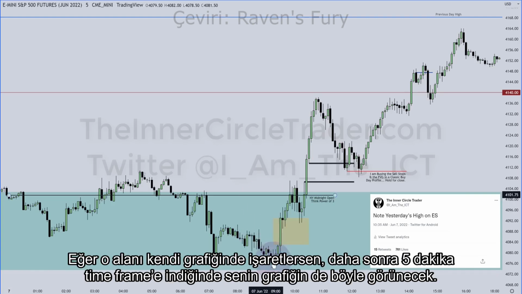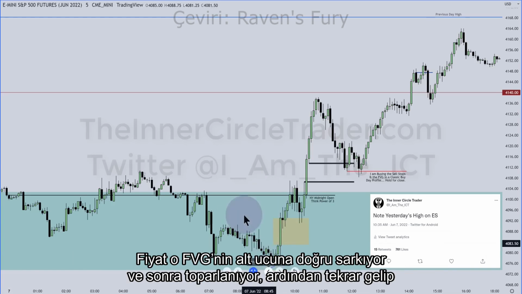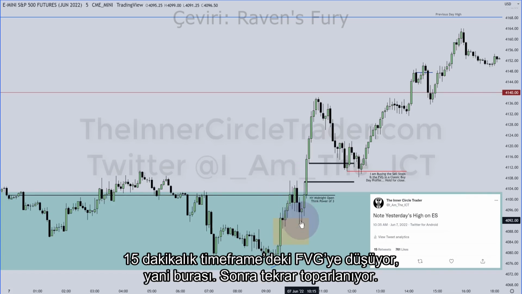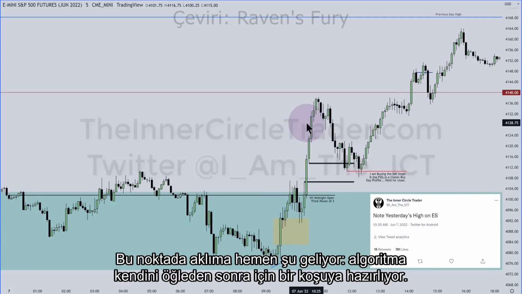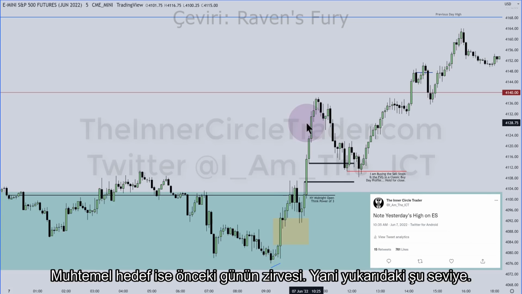If you shade that on your own chart, you'll see when you drop down to the lower time frame 5-minute chart, yours will look like this. So it dips down into that lower end of that fair value gap, and it rallies, trades back down into the 15-minute time frame fair value gap, which is what that is here. And then it rallies. Now, right away, in my mind, this tells me that the algorithm is priming itself for an afternoon run to potentially previous day's high, which is this level up here.